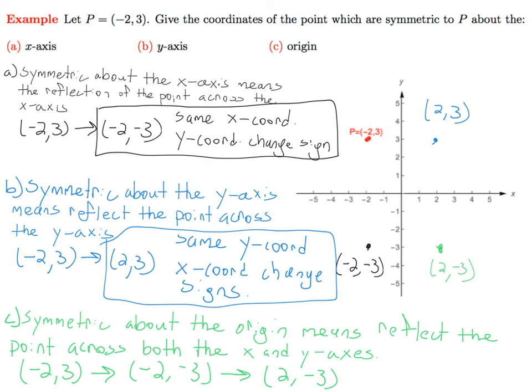So here, the x-coordinate started at -2, and now it's 2. The y-coordinate was 3, and after this reflection across the origin, it now changes signs to -3. This would have been the same result, if you're wondering, as if we would have taken P, first reflected across the y-axis, and then reflected across the x-axis. We would wind up at the same point. So when we talk about the point which is symmetric about the origin, that means we reflect across both axes, and it doesn't matter the order in which we do those reflections.